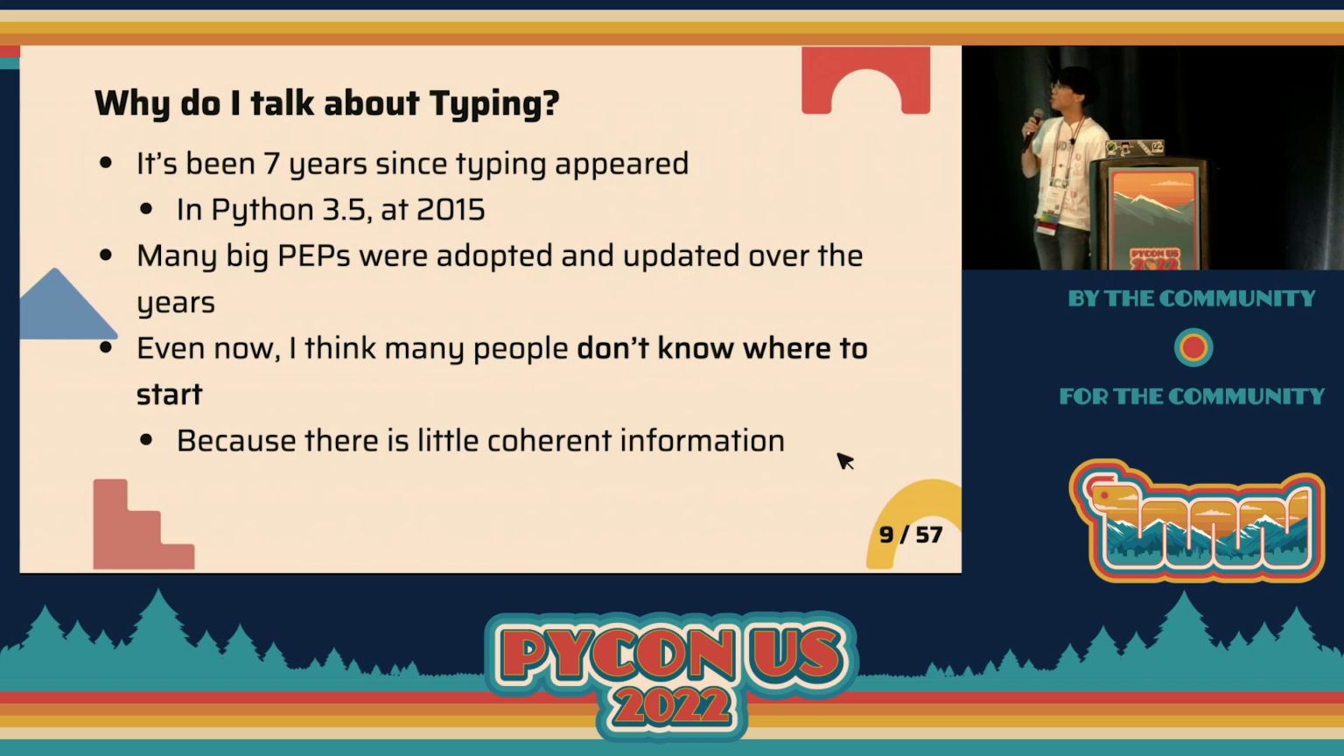This is my motivation. It has been 7 years since typing appeared in Python 3.5 in 2015. Many big PEPs were adopted and updated over the years. So even now, I think many people don't know where to start, because the information is fragmented.